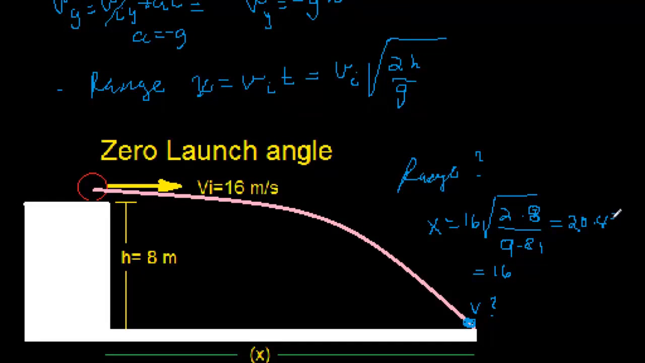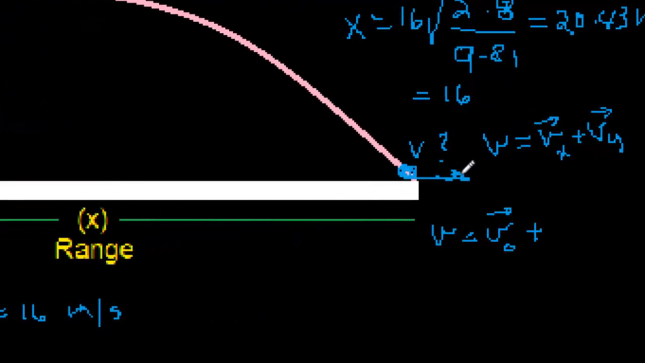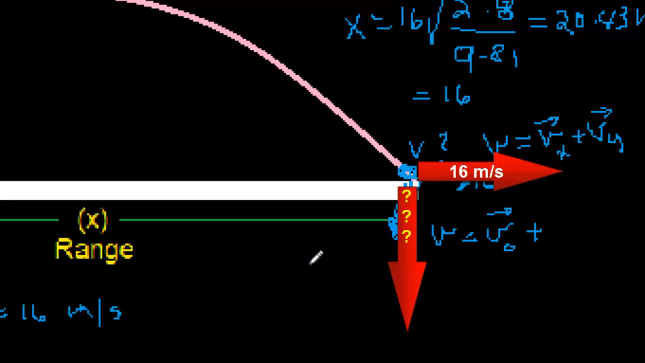20.43 meters. The velocity here is the velocity in the x plus the velocity in the y. And the velocity in the x is v initial, so velocity would equal v initial plus velocity in the y. Now the magnitude for velocity initial is known as 16 meters per second, and that's the same as the velocity in the x direction here, which is this one here. That's 16.